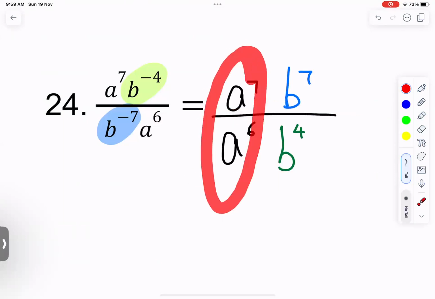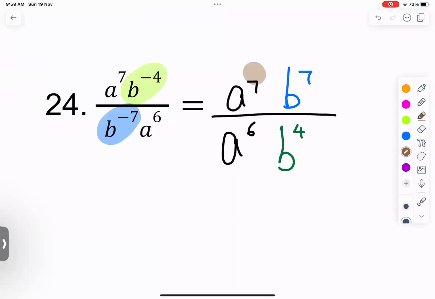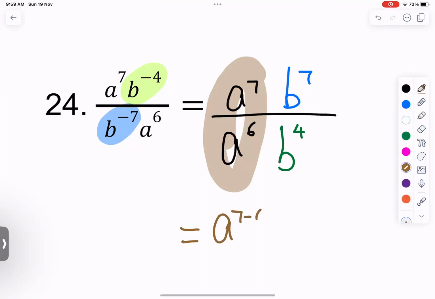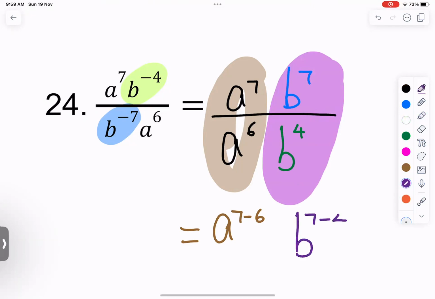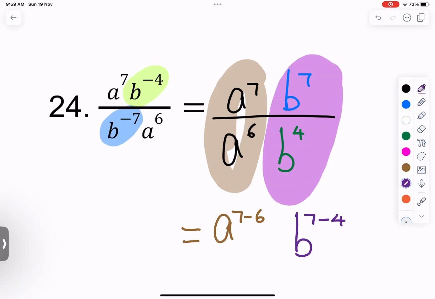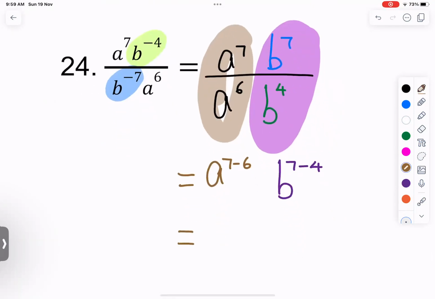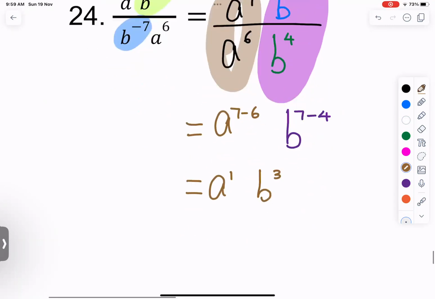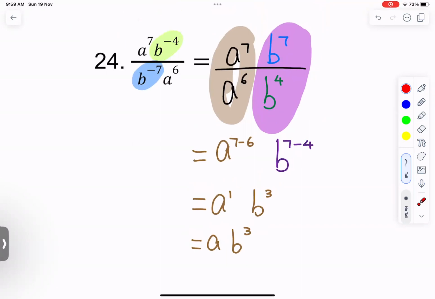Then we see on different stages. So, A's, which one is bigger? Up or down? Upper side, so we do 7 minus 6. How about for B, which one is bigger? Upper or down? Upper, so we do 7 minus 4. Okay? 7 minus 6 is 1. 7 minus 4 is 3. And we don't write the hidden one. Okay? If it's 1 in the power, we don't need to write it. Just leave it there. Okay, good.